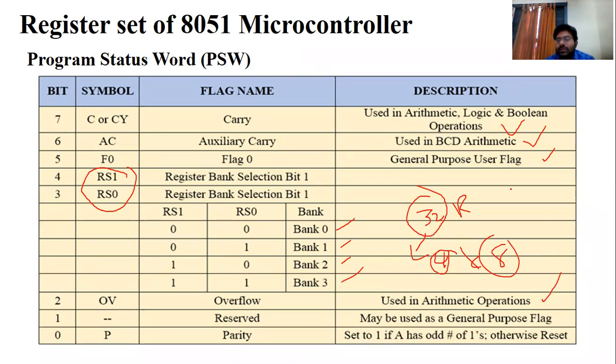What is the overflow flag? Whenever we perform a multiplication or an addition operation, the size of that register is 8 bits, but if the resultant is more than 8 bits, then this flag is set. Then parity: there is even parity as well as odd parity, used to check whether the sent and received data is correct or not. That is one method to check that information.